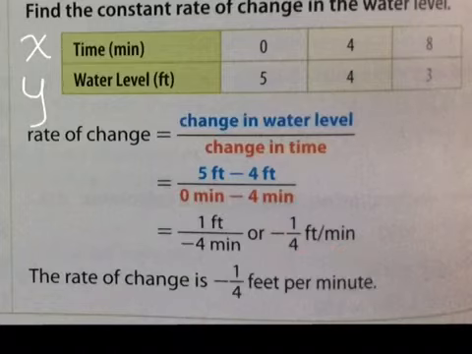And that's actually what we're losing. We're losing 1/4 of a foot per minute. If we're losing 1 foot every 4 minutes, that means we're losing 1/4 of a foot every minute. The rate of change is negative 1/4 feet per minute. Or if we wanted to write it as 1 foot every 4 minutes, that works too.